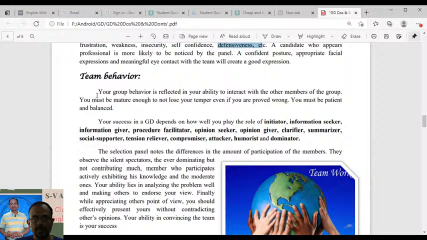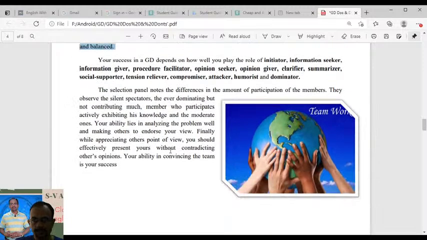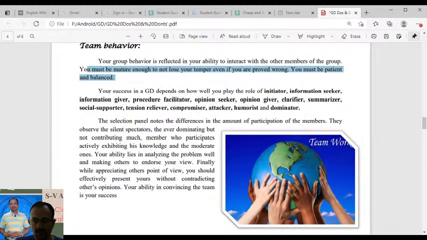Team behavior, you see, your group behavior is reflected in your ability to interact with the other members of the group. You must be mature enough to not lose your temper, even if you are proved wrong. You must be patient and balanced, right? So even if some of the participants sometimes speak something which goes against you, okay, then also you need to keep your patience and not lose your temperament, right, that is important.